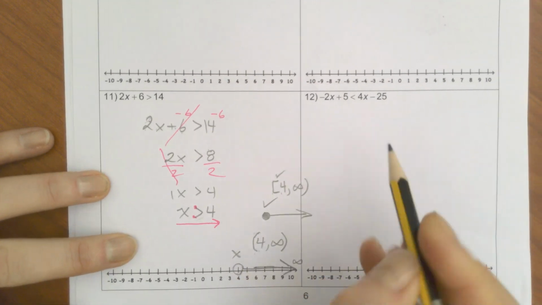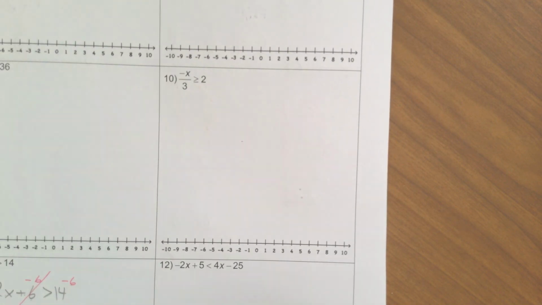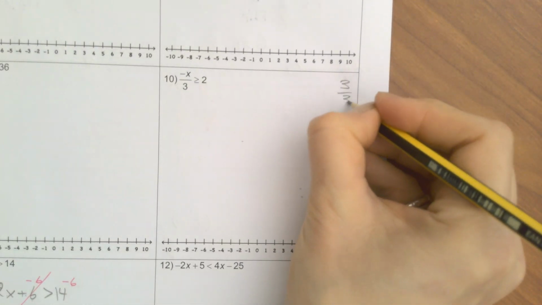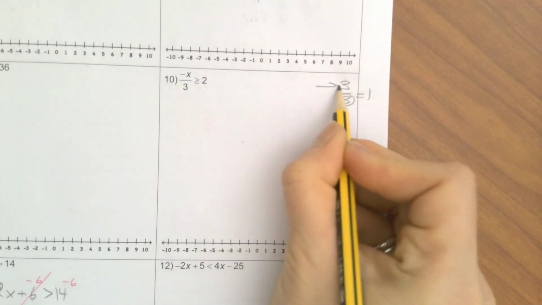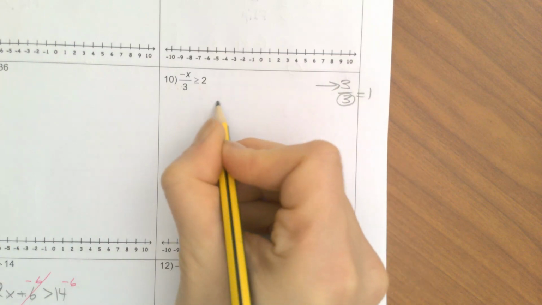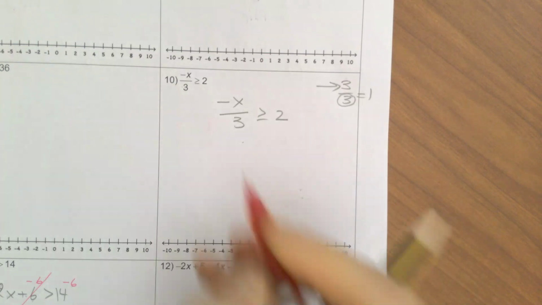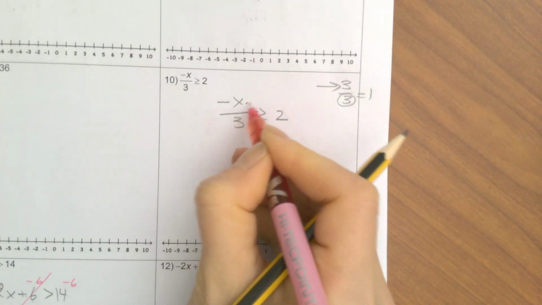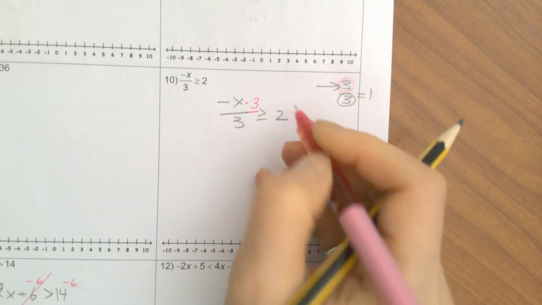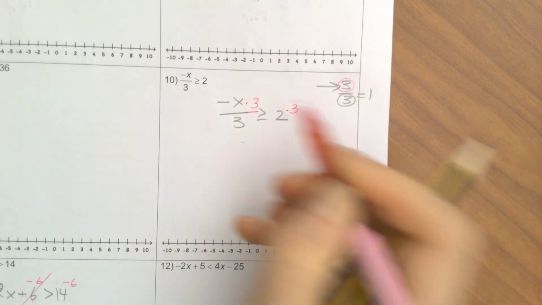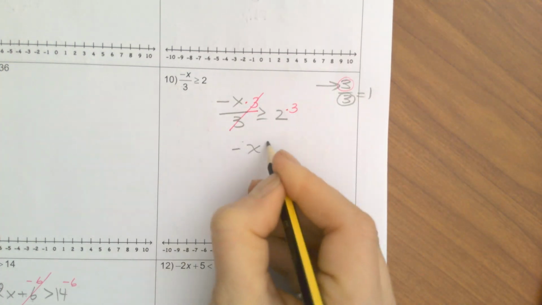Okay. Let's do number 10. So here, I know that 3 over 3 equals 1. Here I have the bottom of the fraction, so I need to put the top of the fraction on. So let's write this out again bigger. So I'm just going to extend this line a little and put a 3 on the top. So now I have the 3 on the top. But if I do it to this side, I have to do the same to that side. So that makes it 1. So now I'm left with negative x is bigger than 6.